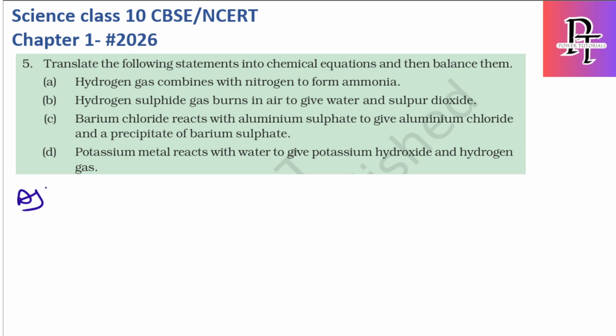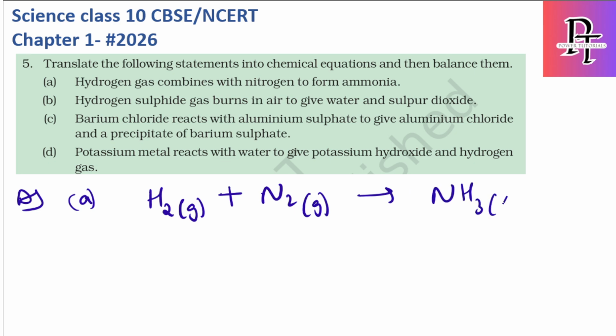Translate the following statements into chemical equations and then balance them. Okay. Hydrogen gas combines with nitrogen to form ammonia. So directly I am writing the symbol equation. Hydrogen gas is H2 combines with nitrogen, which is N2. This is forming ammonia, which is NH3. Ammonia is also gas. So hydrogen 2, hydrogen 3 here. Let's do 3 here and 2 here. Now we can see hydrogen is 6. Here also it is 6. Nitrogen is 2. Nitrogen 2. It is a balanced chemical equation.